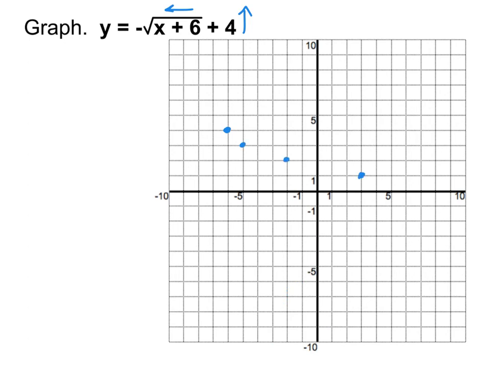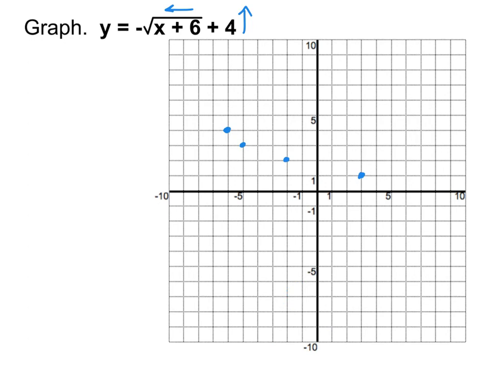Right, and so when we go and make the graph for this one, we start left 6, up 4. Because we have the negative out front, that means we're going down instead of up as we make our square root graph. But we can actually, again, plot one more point on here because normally that one's enough, going over 9, down 3. But we can actually plot one more in this case.